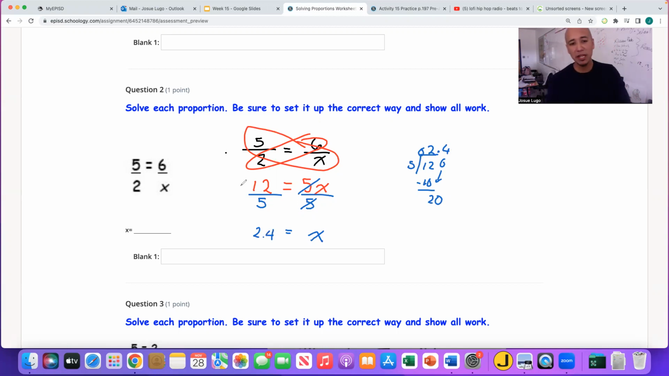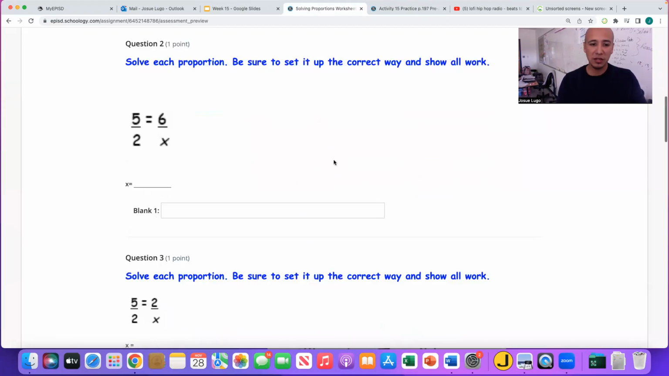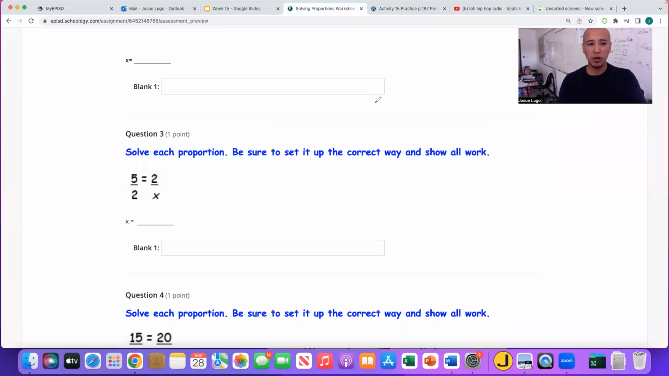We simply make an equation using the cross products, and then we isolate the variable by dividing by the number next to the variable. Whatever you do to one side, you do to the other. Same process every single time. Let's just do one more together, and then we'll go down to the word problems.